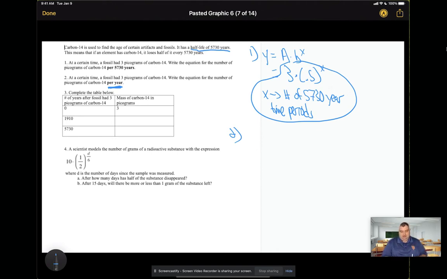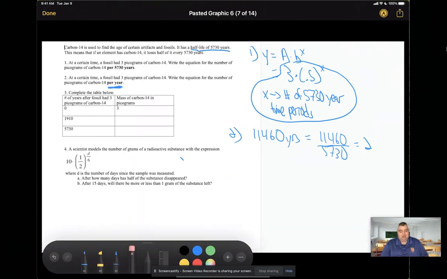If I had, and I'm going to grab a calculator here from my phone, 11,460 years, if I wanted to figure out the number of picograms after that many years, I would have to take that and divide it by 5,730, and that would give me an answer of 2. So I would have to plug in 2 for x in that situation.